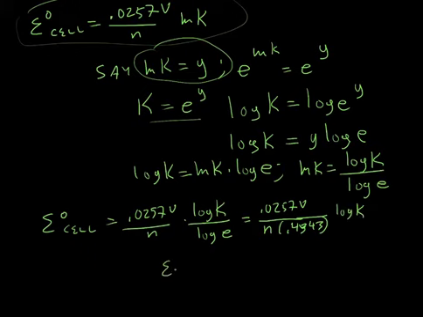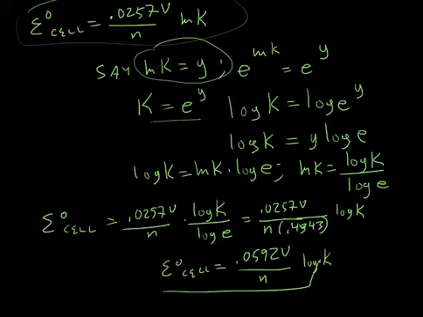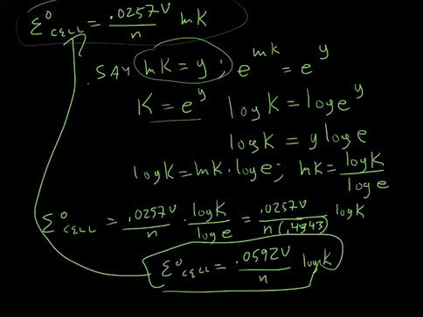So when you crunch this all down, you find out that E cell can also be thought of as 0.0592 volts over N, the number of moles transferred, times the base 10 log of K. So this is an equivalent equation to the equation that we started with, but just in base 10 rather than base E. So now you know how that happened, a mystery that was left out in the video and the book.